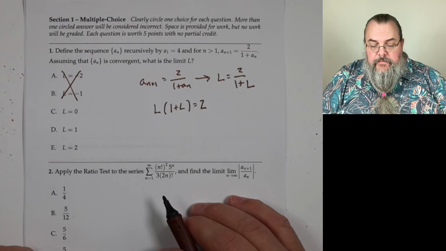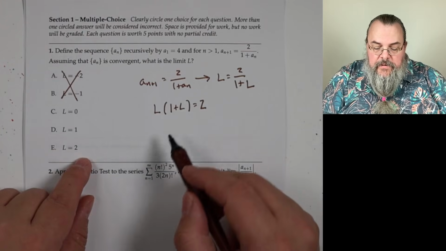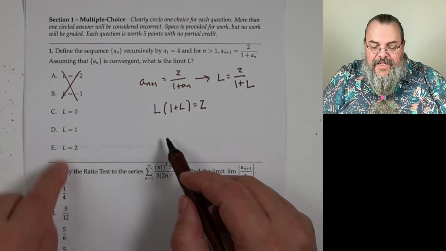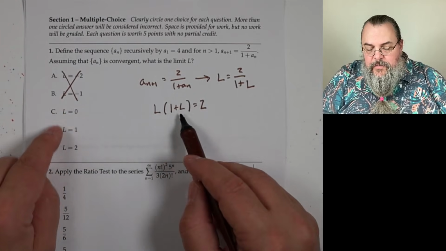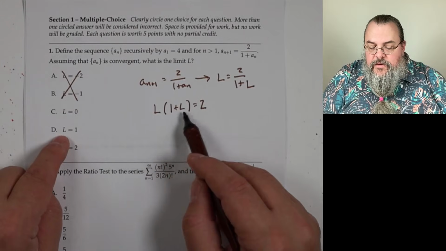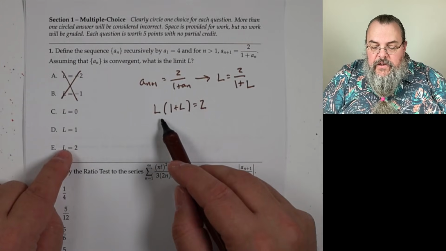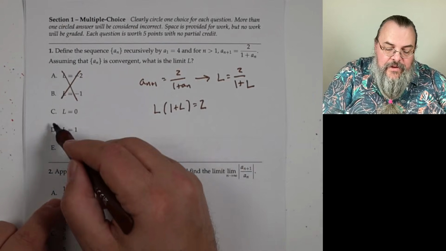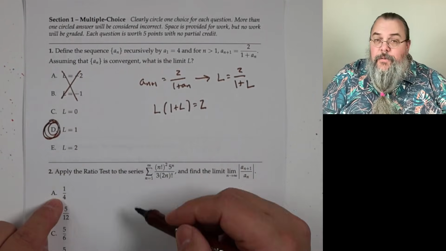And we can actually just sit down and now figure out which one of these actually does that. Well, 0 times 1, no. 1 times 2 equals 2, yes. And 2 times 3 doesn't equal 2. So the answer is going to be 1.